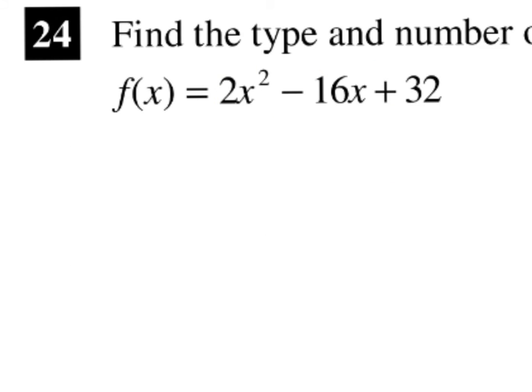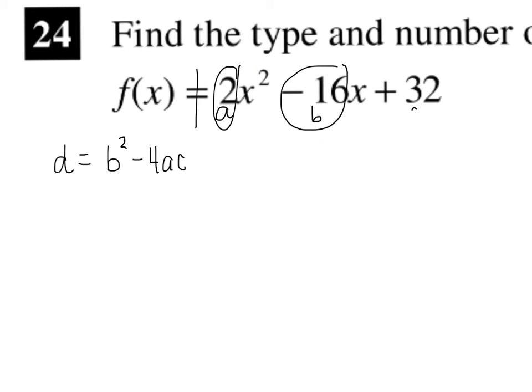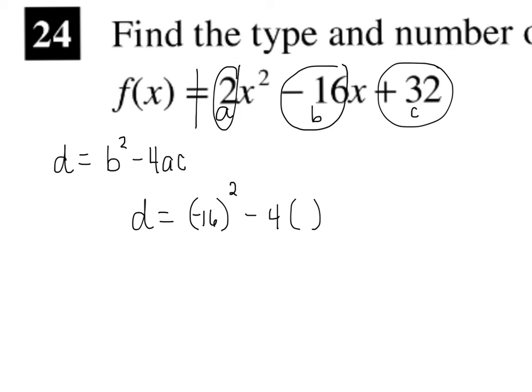To find the number of zeros, we need to use the discriminant. That is the formula b squared minus 4ac. So we need a, b, and c. Everything is on one side, so a equals 2, b equals negative 16, and c equals 32. So the discriminant will be b squared, so negative 16 squared, minus 4 times a, which is 2, and c, which is 32.